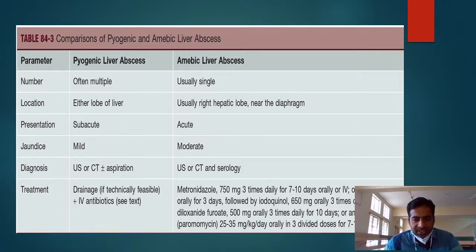And diloxanide daily for 10 days can also be given, and paromomycin also 25 to 35 milligrams per kg per day orally in 3 divided doses thrice daily for 7 to 10 days.